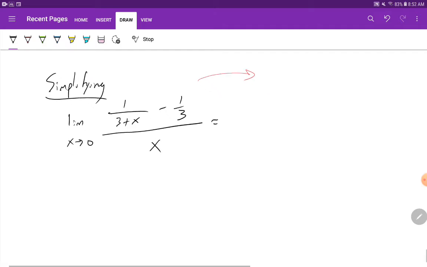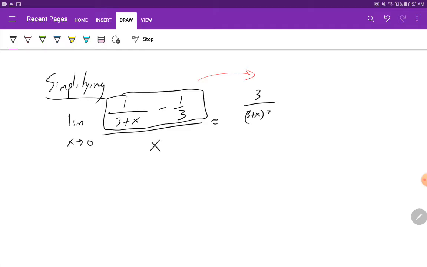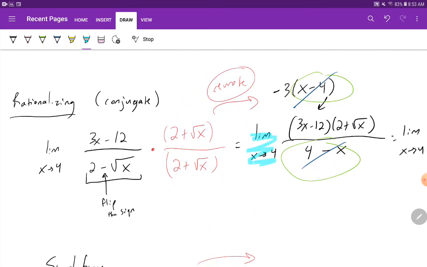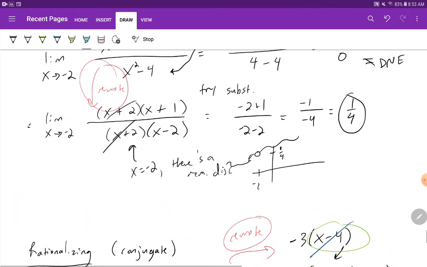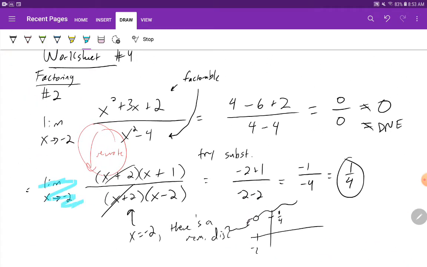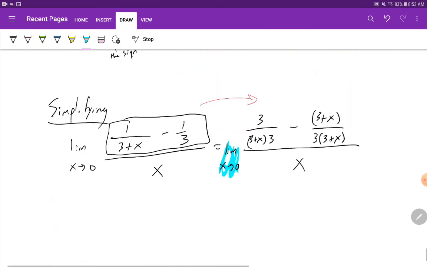So simplifying, you hopefully realize that I can combine the top part of the complex fraction, which is this piece right here. I can combine them, right? I'm going to get 3 over 3 plus x times 3 minus 3 plus x over 3 times 3 plus x, right? All I did was multiply by the common denominator. And yes, you need limits on each step, okay? Notice when I'm doing my work, you need the limits on each step. Don't get lazy. So please make sure you're putting your limits on each step.